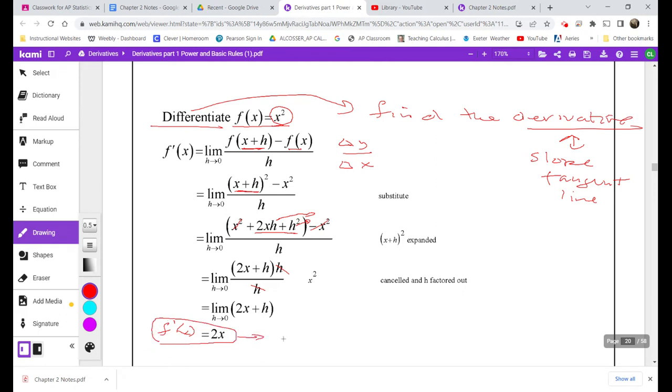That is the slope of the tangent at any point on f of x equals x squared. Any point.